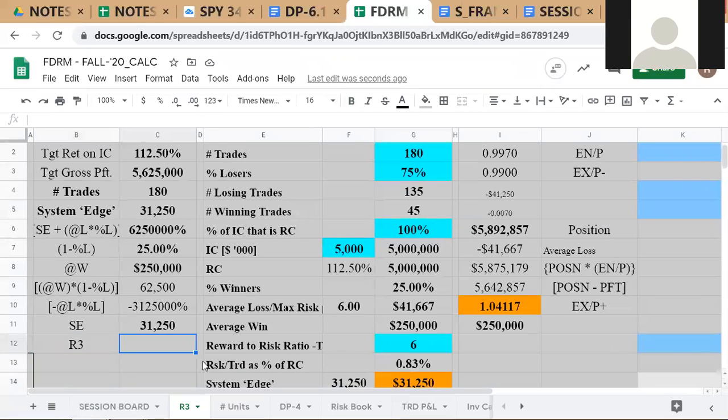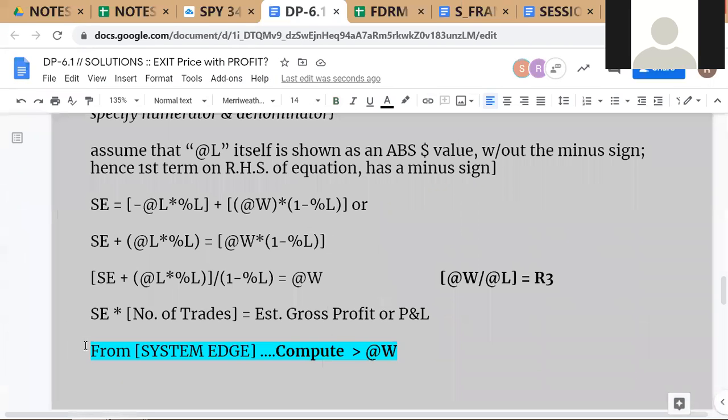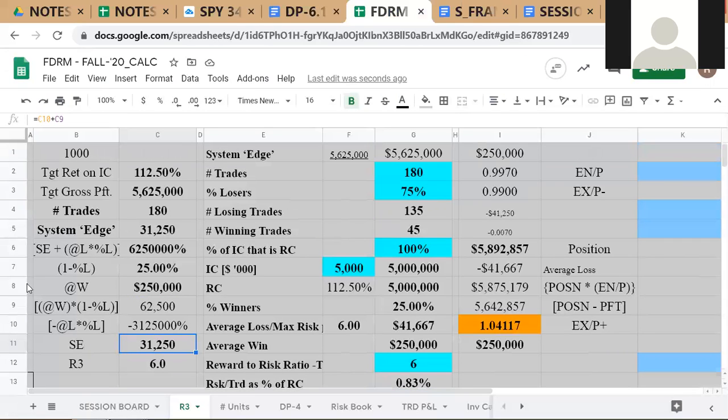In this case, we just compute our R3. Our average win is 250,000 and our average loss is the risk per trade, which is this. Which means our R3 is turning out to be 6. So you can also say that the ex ante reward to risk ratio of your trading system is 6. If you're going to meet the investor's requirement of generating this kind of ROIC, then you must have an R3 of 6.